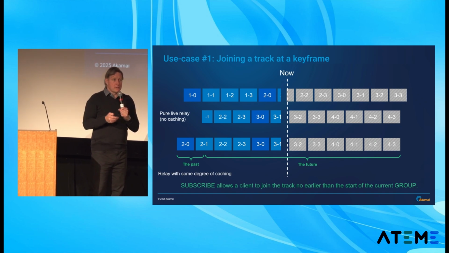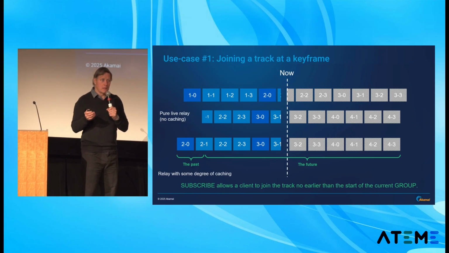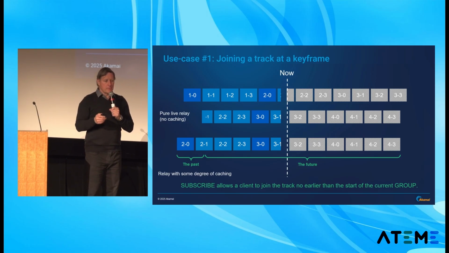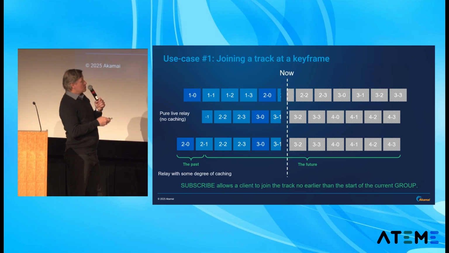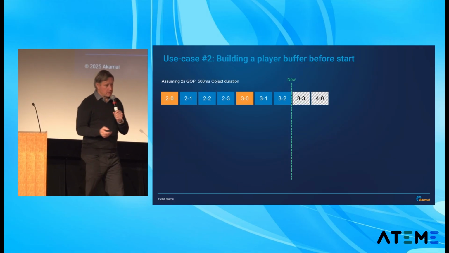But groups and objects are arbitrarily long. You can create a stream where each object is 10 minutes and each group is an hour. And now you have to cache 10 minutes of content on your relay. So there is some discussion in the group about whether we should change subscription to only be objects in the future. In other words, only give you this gray stuff here. And there's some arguments for that. And basically I'll get here.